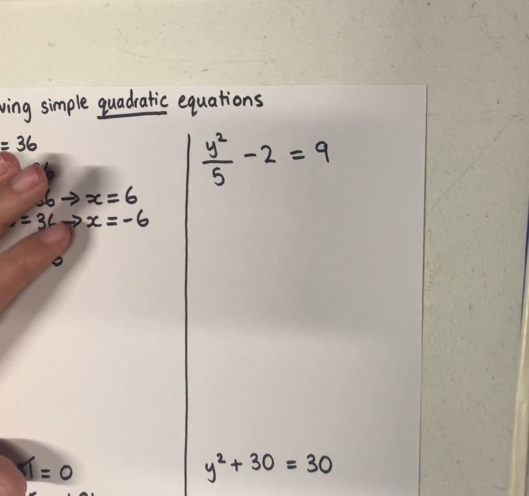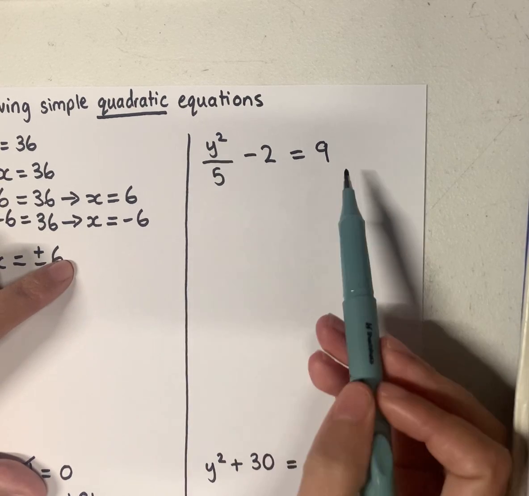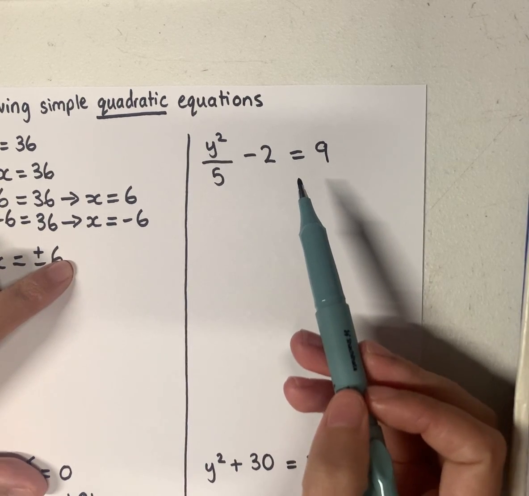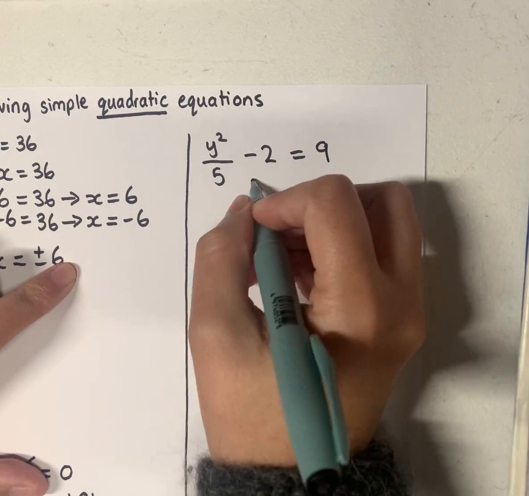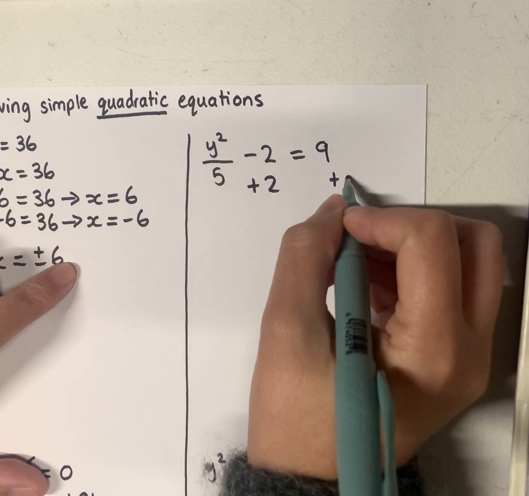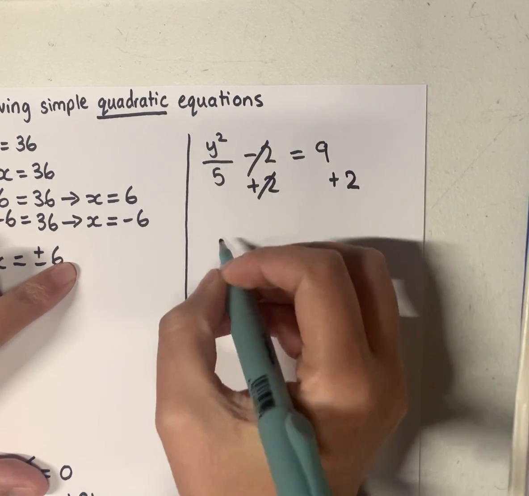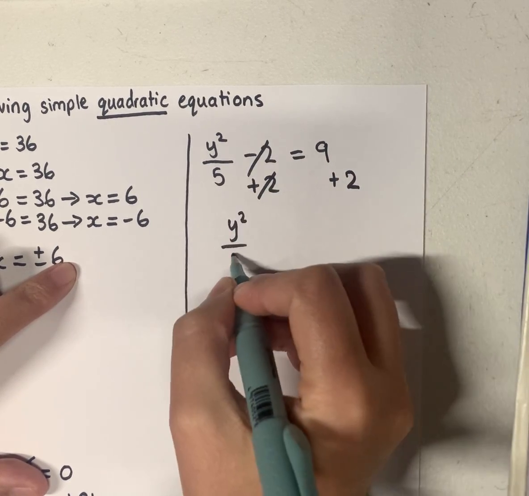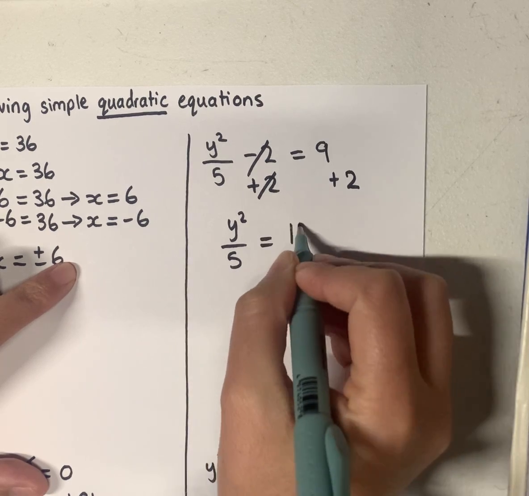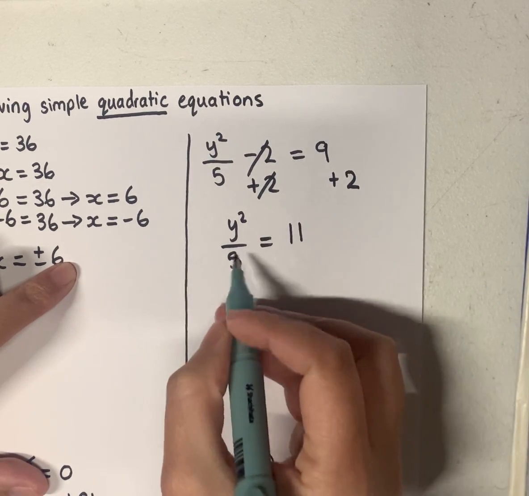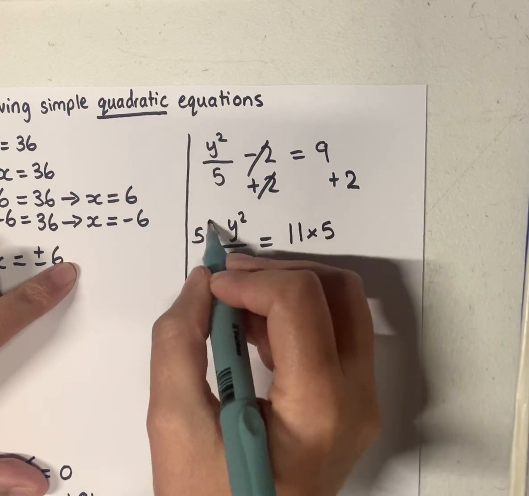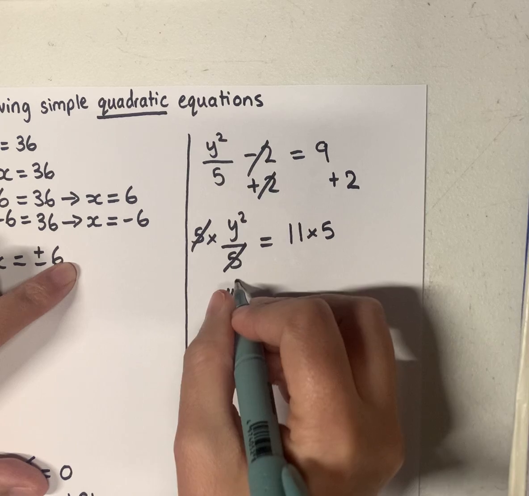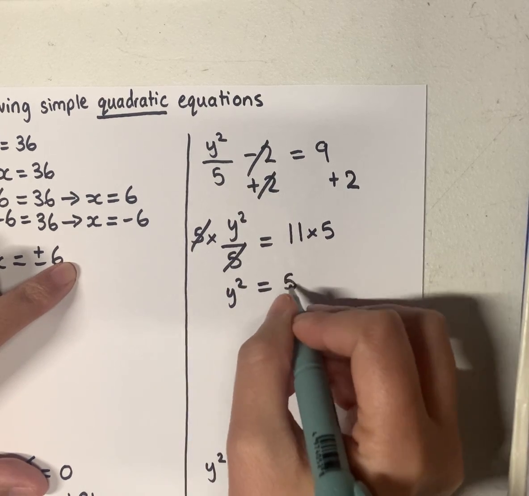Now up here we've got another one. So again, it looks pretty straightforward. It's just that this time there's going to be two steps before we can isolate y squared. So we'll get rid of this minus 2. We're left with y squared over 5 equals 11. We want to get rid of this division by 5, so we need to multiply by 5. That leaves us with y squared is equal to 55.